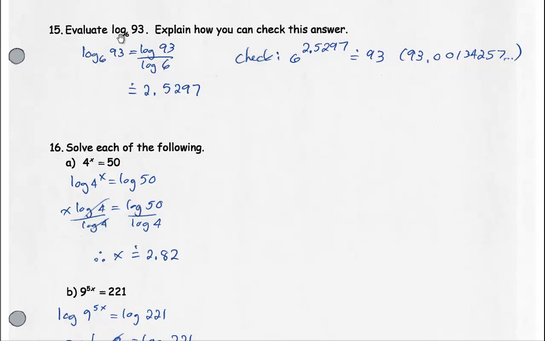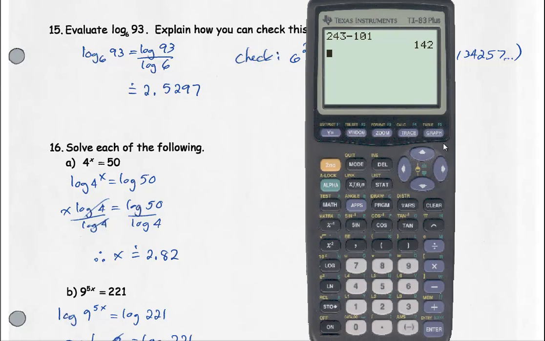For number 15, you're asked to evaluate the log of 93 base 6. So we would take, and this is what it looks like, the log of 93 and divide it by the log of 6. And you get that number. And so we could check that. That means that if we raise 6 to this power, we should get 93. So I could actually type in 6 to the power of my last answer, and I'll get exactly 93.